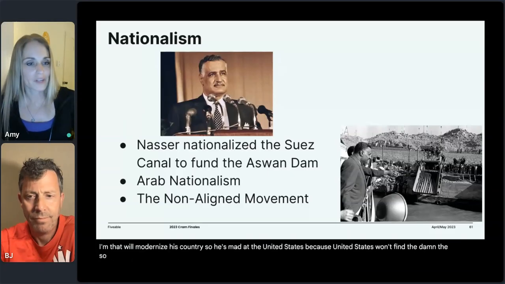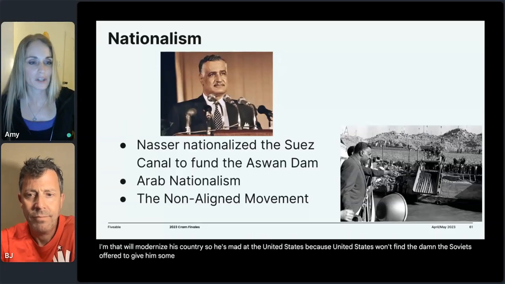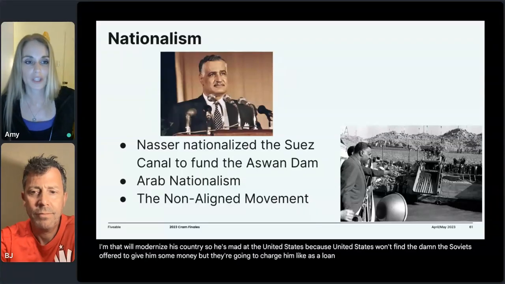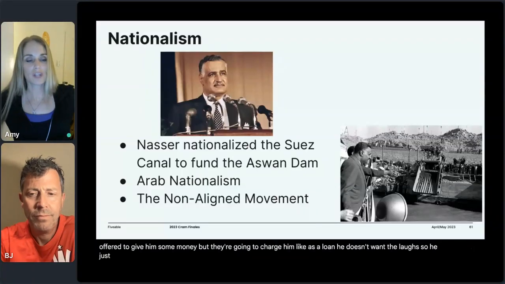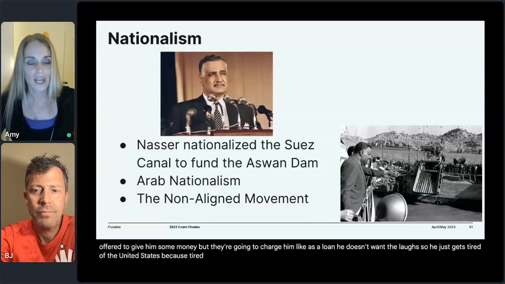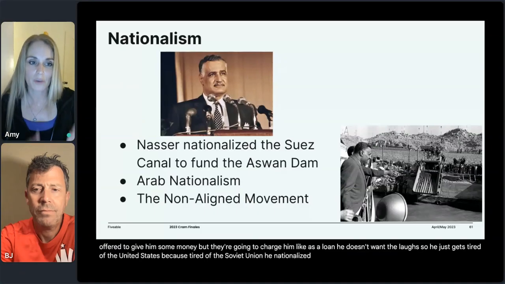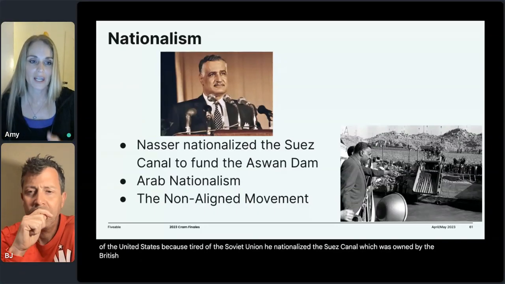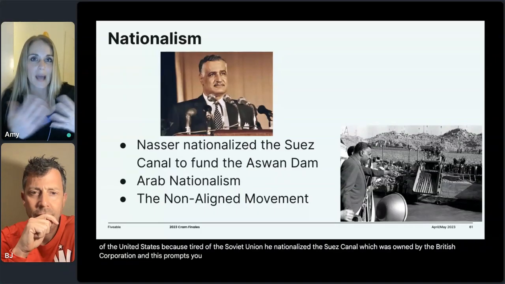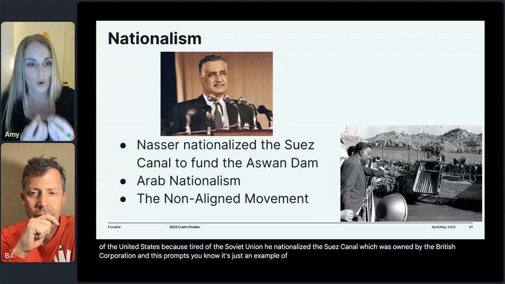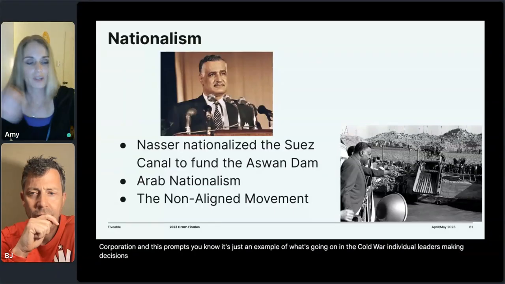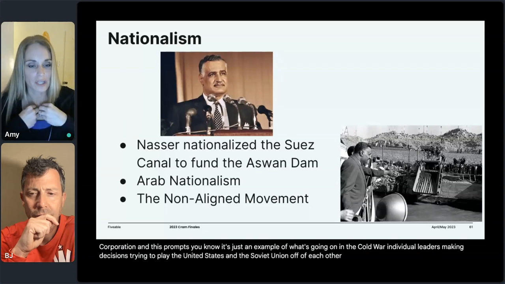The Soviets offered to give him some money, but they're going to charge him like a loan. He doesn't want the loan. So he just gets tired of the United States. He gets tired of the Soviet Union. He nationalizes the Suez Canal, which was owned by the British corporation. And this prompts, it's just an example of what's going on in the Cold War: individual leaders making decisions, trying to play the United States and the Soviet Union off of each other for their own national interests.